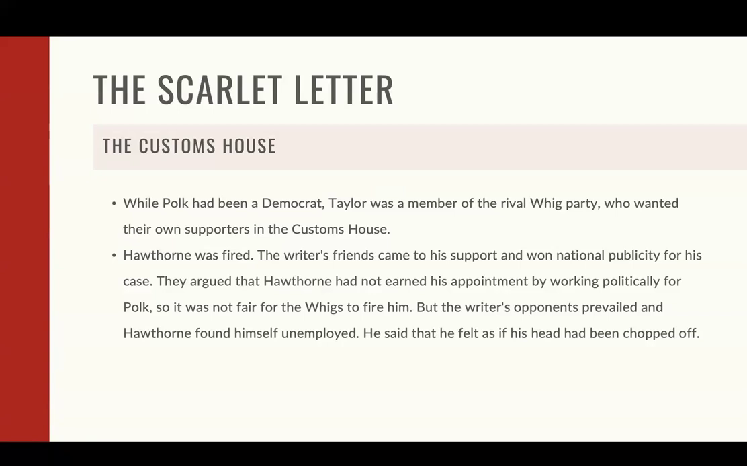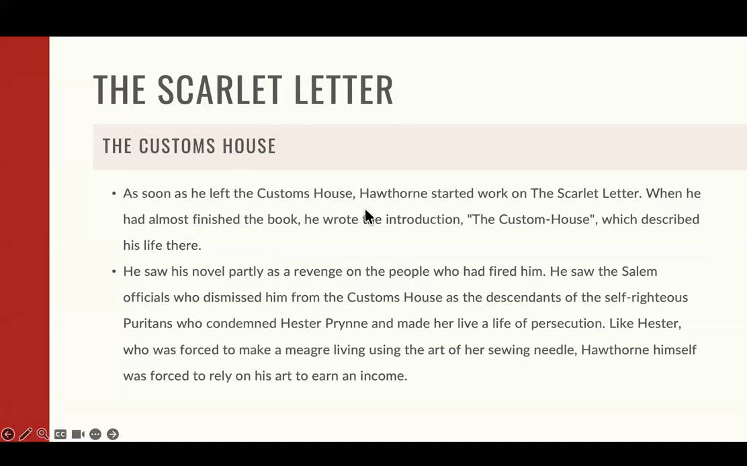This unemployment affected him so much because right from the beginning he wanted to be a writer. However, he did not have any money, and this job came at a very crucial point in his life. Once he lost the job, he mentioned that it felt like his head had been chopped off. As soon as he left the customs house, Hawthorne started work on The Scarlet Letter. When he had almost finished the book, he went back and wrote the introduction, the customs house, where he described his life in the customs house.